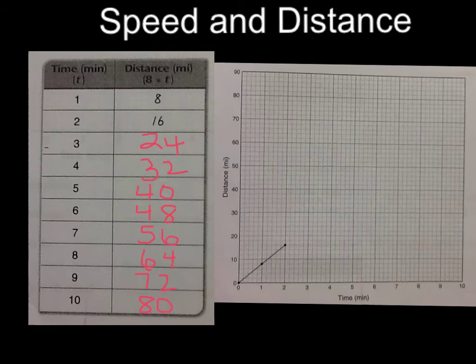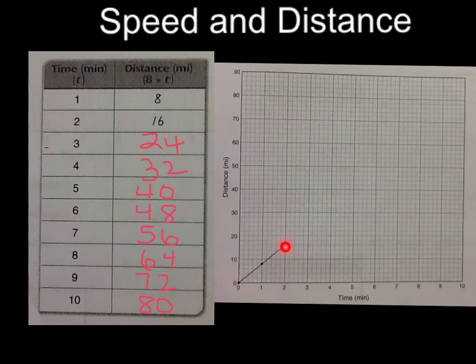Here is the beginning of a line graph that represents this data. You can see that the bottom axis is labeled with time and the y-axis is labeled with distance. After 1 minute, the person traveled 8 miles. After 2 minutes, the person traveled 16 miles. If we continued this graph, what would it look like?